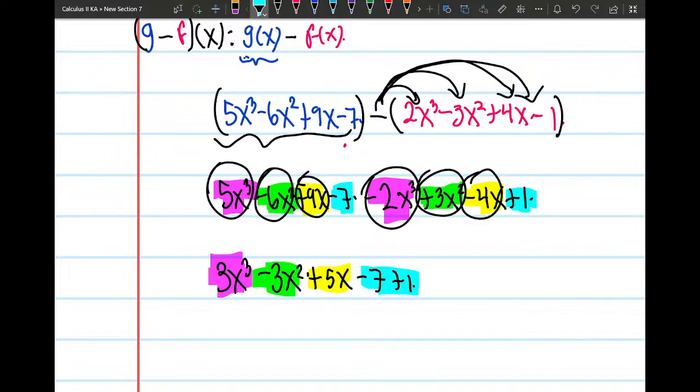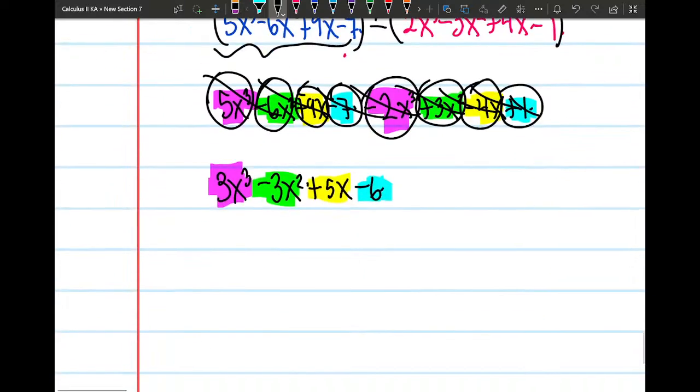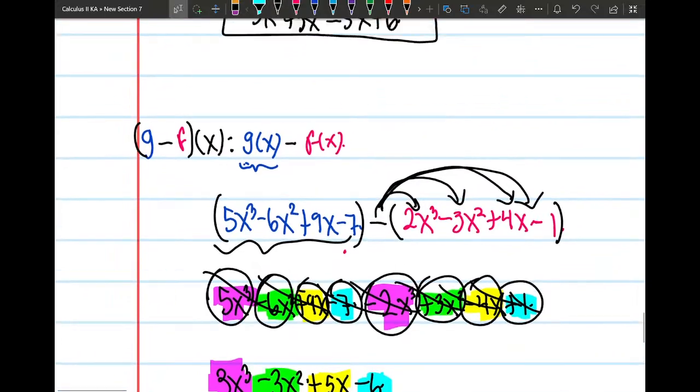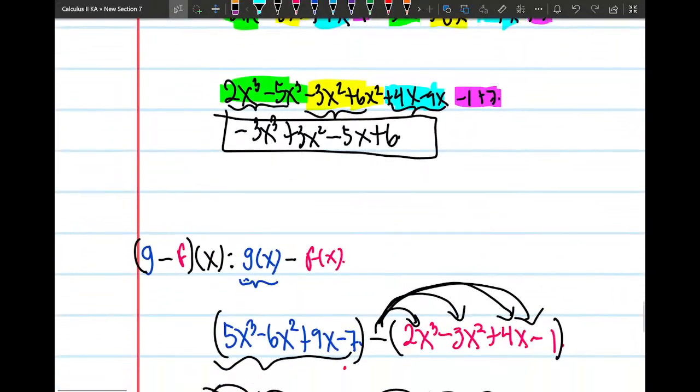So it's this part here, and we know that negative 7 plus 1 is negative 6. So I know that that's what this is here. And so we can basically cross all of these out because we've already simplified it enough. So our answer becomes 3x cubed minus 3x squared plus 5x minus 6. So that's how we know f minus g of x, or g minus f of x, is that.